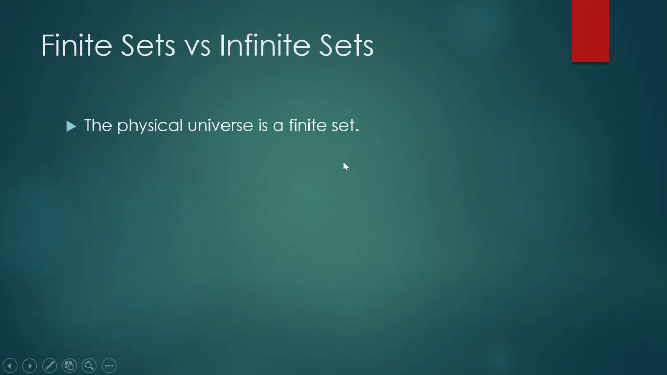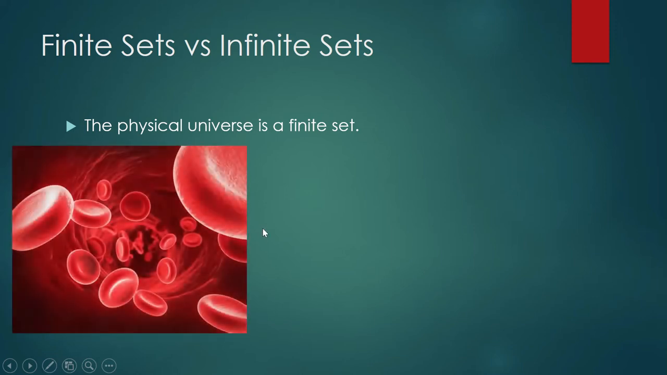The physical universe is a finite set. The number of cells in your body is a finite set. You can count them. The number of bacteria in your gut is a finite set. You can count them. Okay? For some people, it just seems impossible that you can count something as small and as many as a cell. But it's been counted.